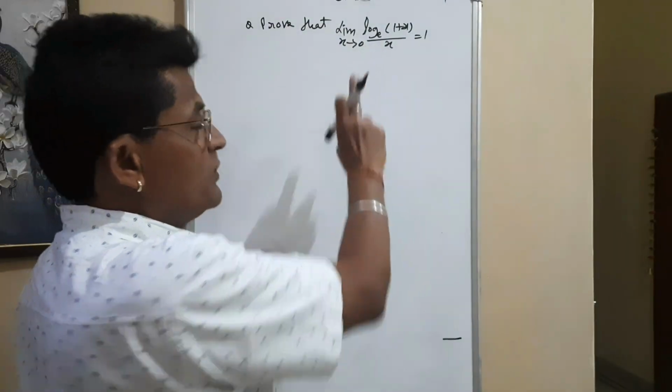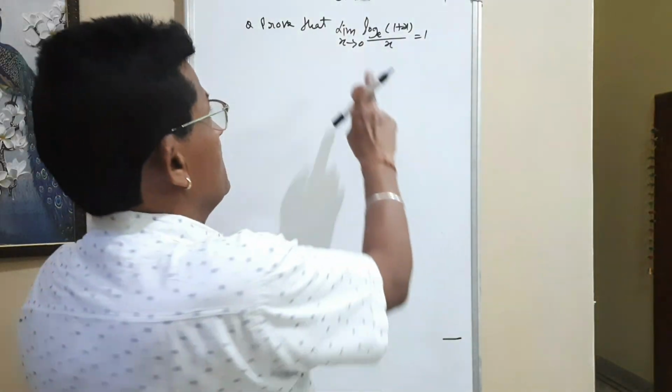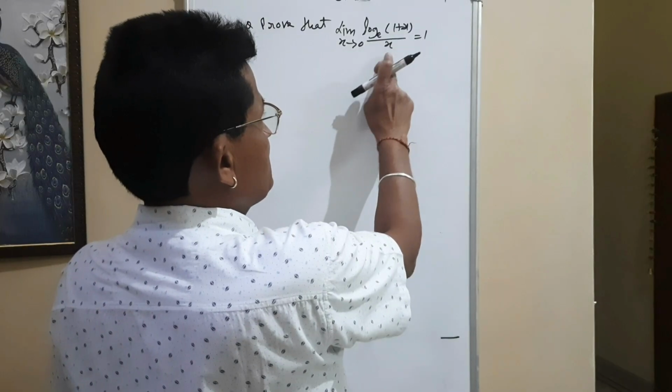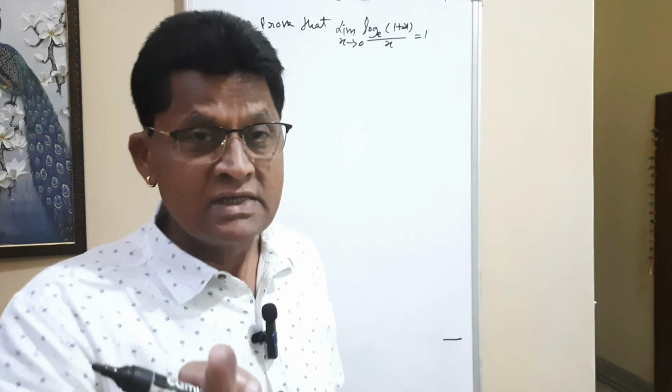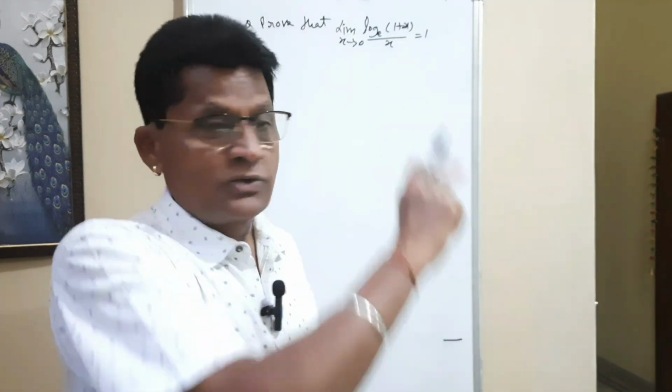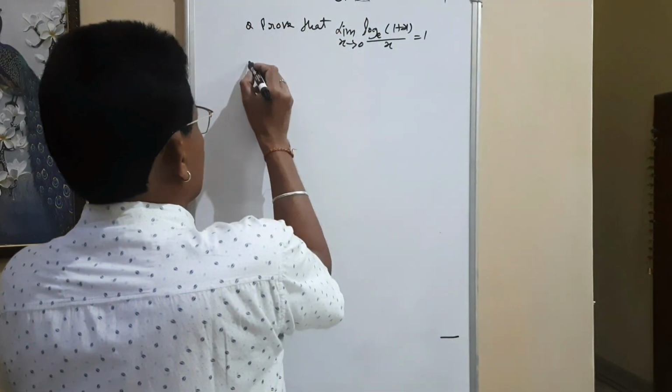Prove that this is the formula which you use at every step: limit x tends to 0, log base e of (1 plus x) upon x, its value will be equal to 1. If a question comes and you don't know this formula, then it is very difficult to get the solution. My dear student, let me take the solution.